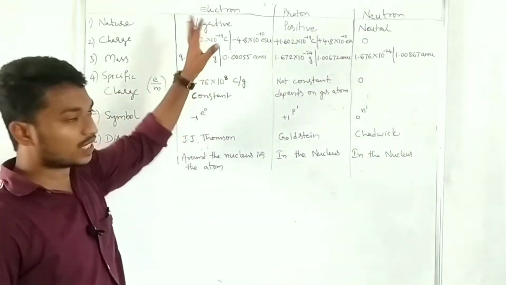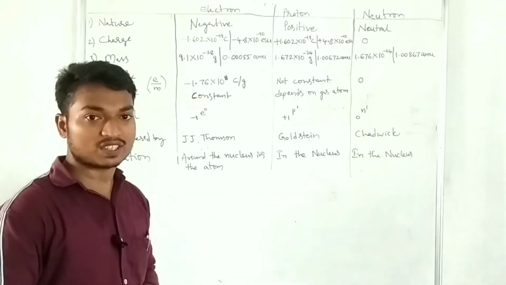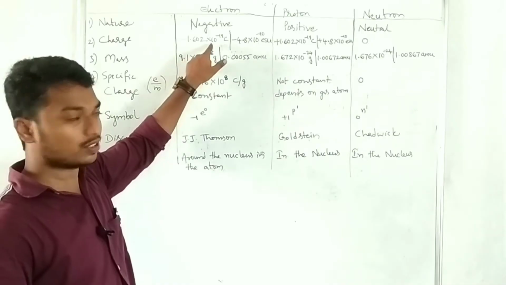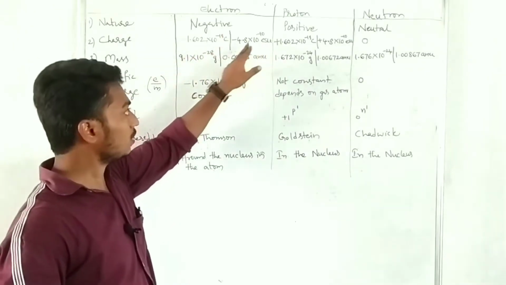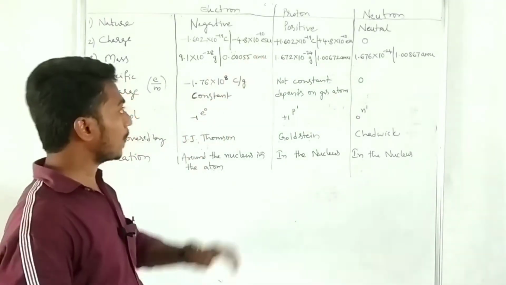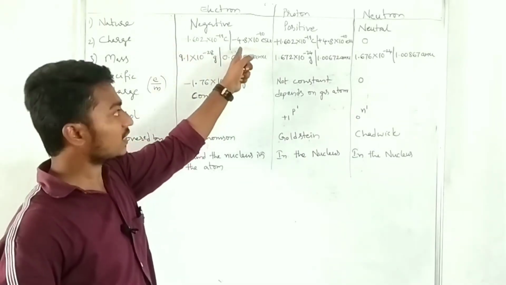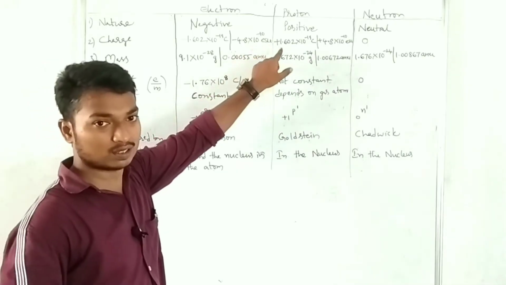And if you observe the charge for electrons, electrons have a negative charge. The amount of the charge for an electron is minus 1.602 into 10 to the power minus 19 coulombs, or in ESUs, electrostatic units. ESU stands for electrostatic units. So the charge for an electron is minus 4.8 into 10 to the power minus 10 electrostatic units.